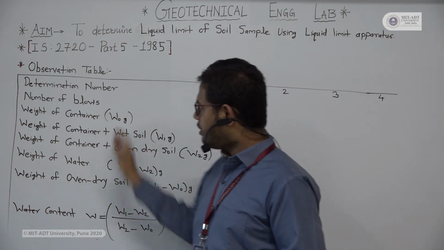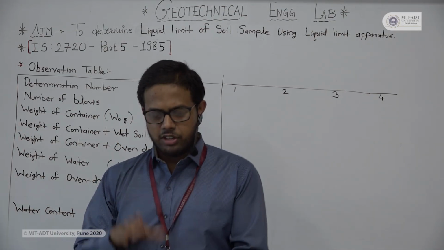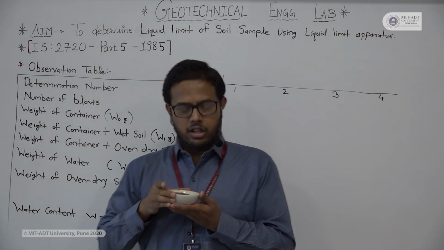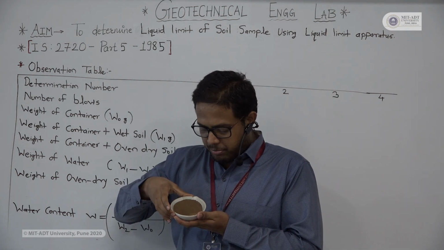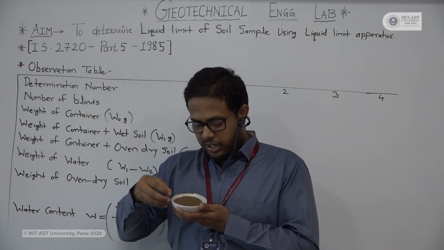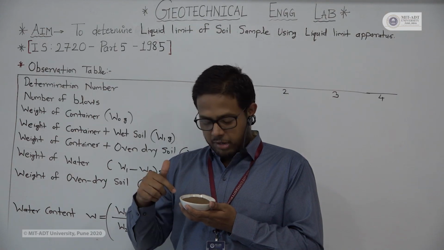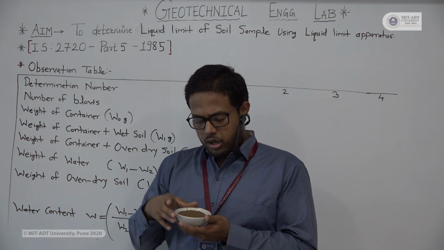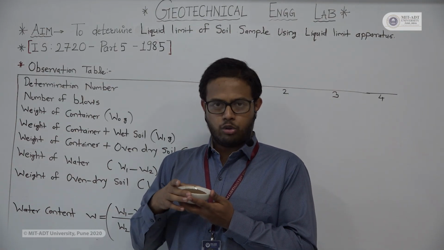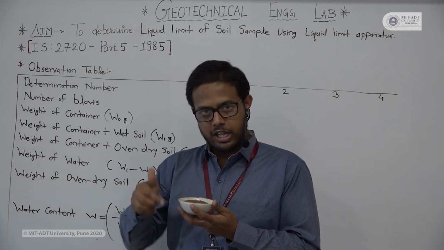Now this is the observation table. Before that, we will show you the soil sample we have taken for this test. This is the soil which is passing through the 425 micron sieve. We have collected this soil sample for our liquid limit determination experiment. Out of that, we have taken 120 grams of soil sample on which we are supposed to perform this liquid limit test.